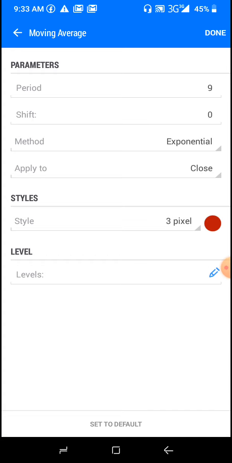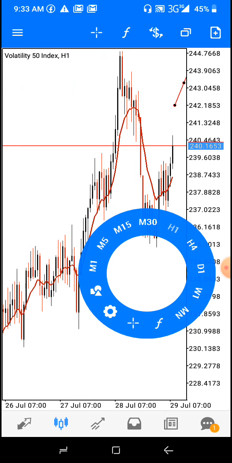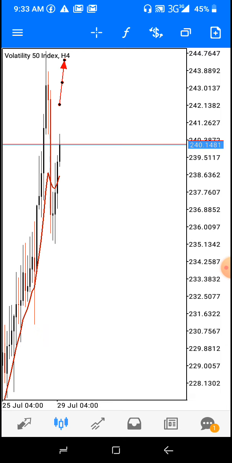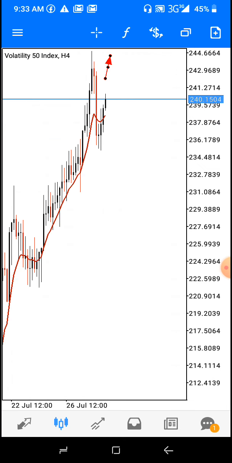So you can see that now. We can see it in the chart now. We have that set already, the 9 exponential moving average.